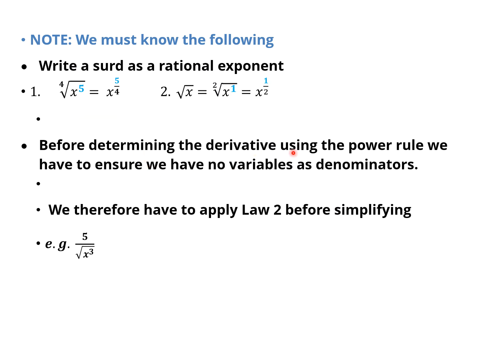Now, before we can determine the derivative, we have to ensure that we have no variables as denominators, and number 2, no surds. So you see there I have 5 over the square root of x cubed. That's going to become x to the 3 over 2. And from there, if I take that up, it would become 5x to the negative 3 over 2. So this is what we need to do before we can even simplify a problem.